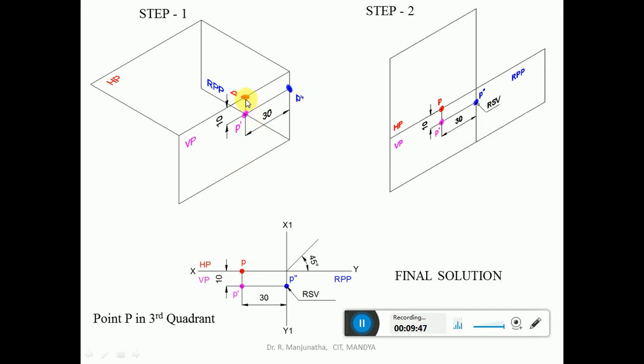Then the distance below HP, which is 10 mm below HP, is seen in the vertical plane. So from the XY line you measure 10 mm and mark the point, which is going to be P dash, because the image is on the vertical plane. And since the point is lying on VP, so obviously the point will be on HP. Since HP is above XY line, but the point is on XY line, so you are going to get this point here.